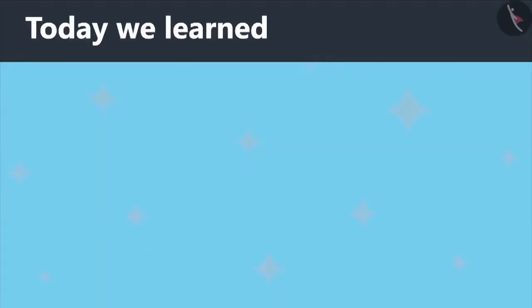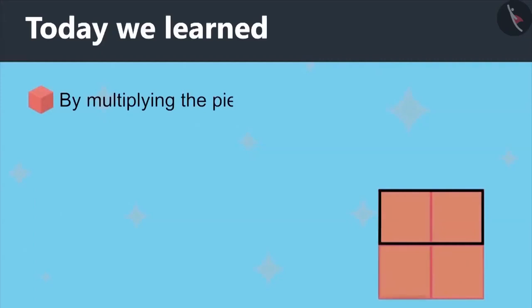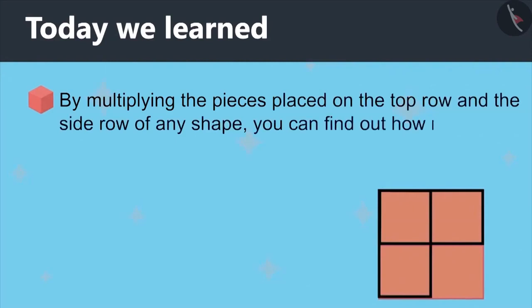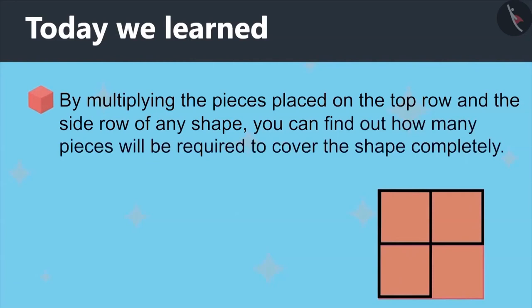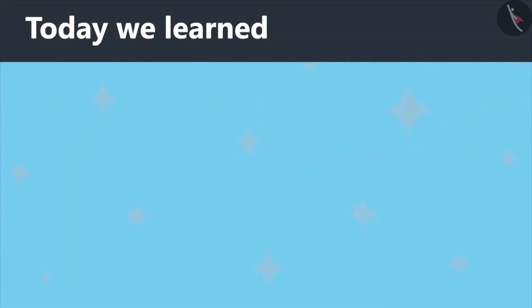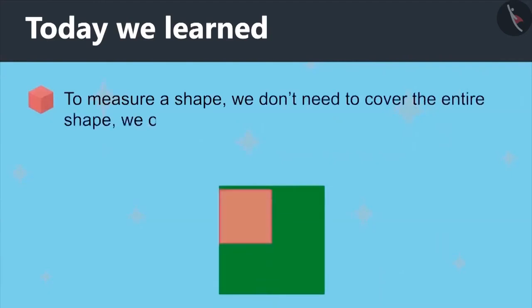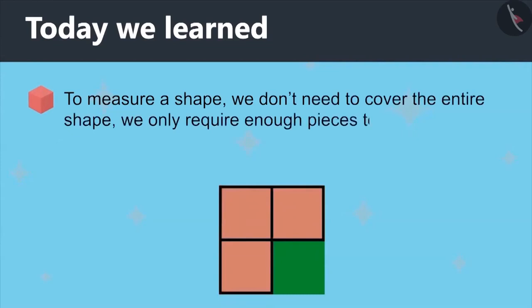Today we learned, by multiplying the pieces placed on the top row and the side row of any shape, you can find out how many pieces will be required to cover the shape completely. That is, to measure a shape, we don't need to cover the entire shape. We only require enough pieces to cover the top and side edges.